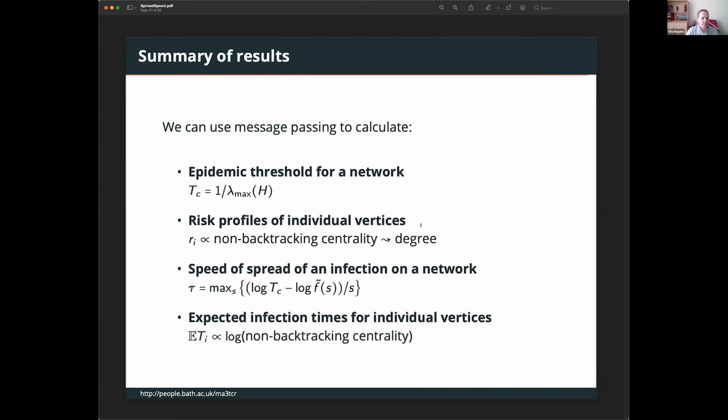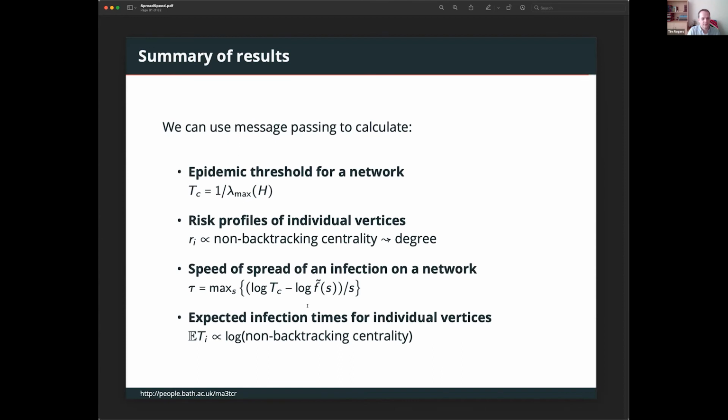Okay, I'm going to wrap up. This is the summary of what we figured out. So first important question, what is this epidemic threshold for a particular network? Well, we find it's the reciprocal of the top eigenvalue of the non-backtracking matrix. What are the risk profiles of the individual vertices? Well, that's proportional to this non-backtracking centrality, which is the top eigenvector of this Hashimoto matrix. That's for low transmission. For high transmission, it's basically just degree.